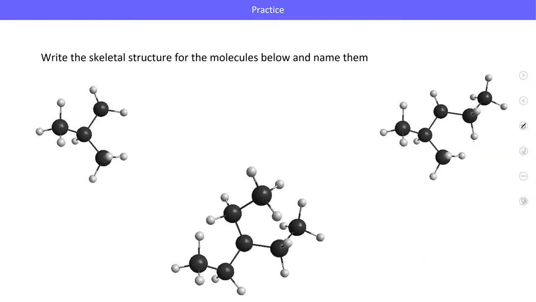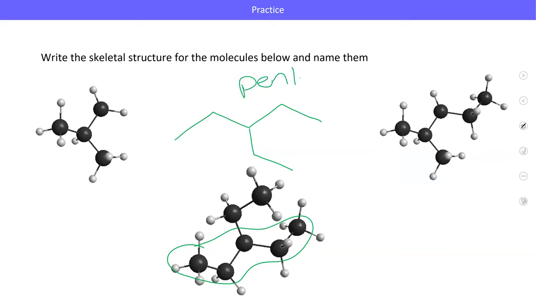And how about here? So our longest continuous carbon chain is, we go that way, it's 5. No matter which end we start counting at, we get 5, right? So it doesn't matter either way. It's going to be a pentane. And then it's just a matter of where is our branch and how big is it?